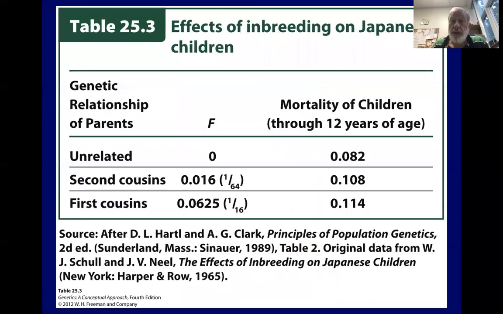Also can affect humans. Here's some results from inbreeding in Japanese children. So mortality of children through age 12 years is quite low among unrelated people, becomes higher in second cousins, and even higher in children whose parents were first cousins.